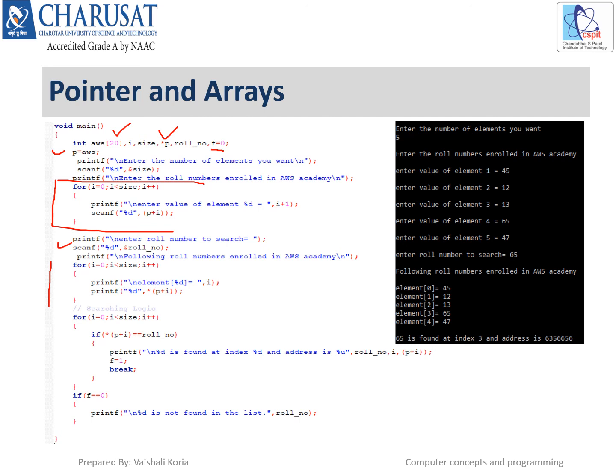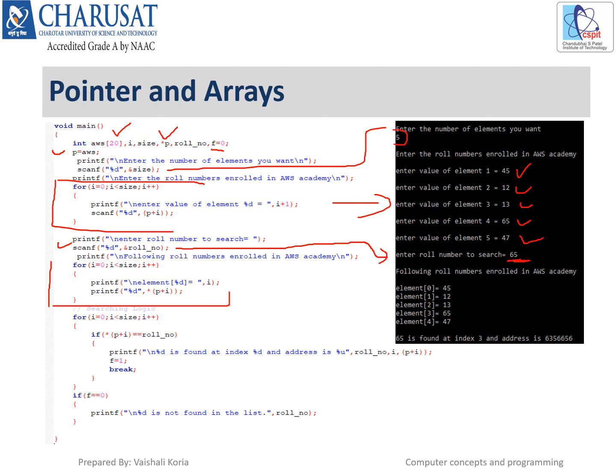Here you can see that first we have to enter the size, based on the statement. Then we enter the roll numbers which are enrolled for the AWS Academy. Based on this for loop, this will be the impact in the output. Then we enter the roll number, so 65 we have entered. This particular for loop is for printing the elements. All the elements are printed in a particular format, element %d, and we have used the pointer to print the array elements.